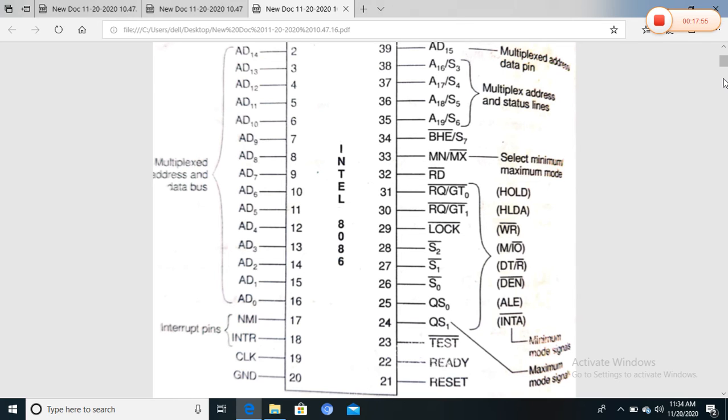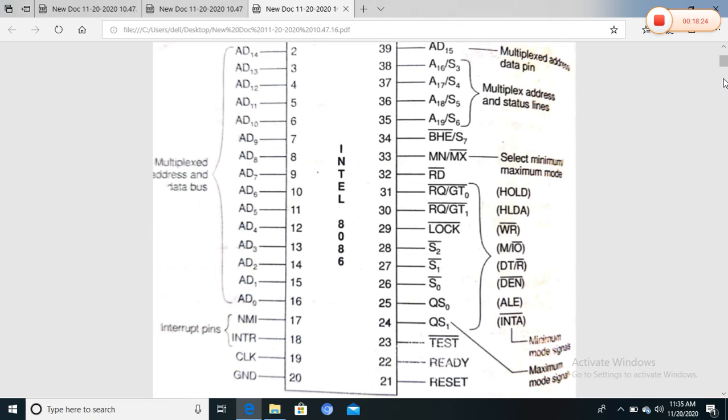Next pin is MN/MX bar, pin number 33. This pin indicates the operating mode of the 8086. There are two operating modes of the processor, minimum mode and maximum mode. When this pin is connected to VCC, the processor enters into minimum mode. When this pin is connected to ground, the processor operates in maximum mode.